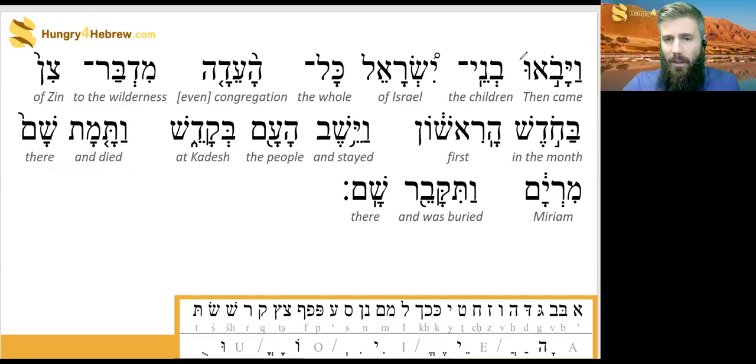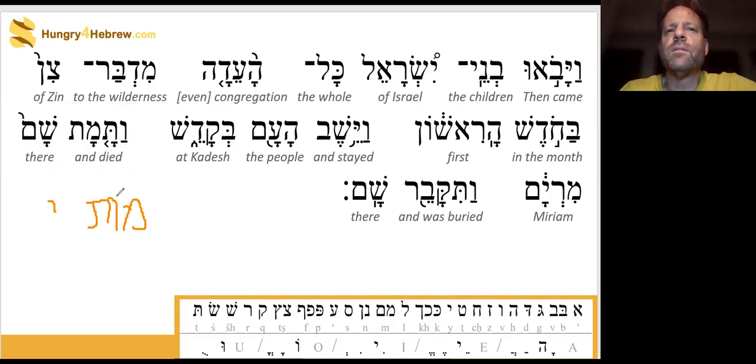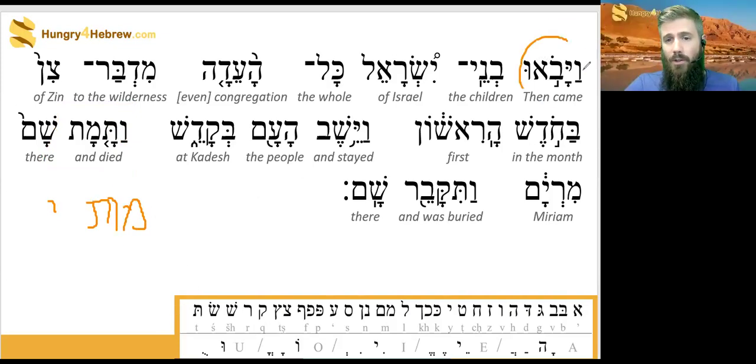All right. Vayavo'u is another hollow root. When I say a hollow root, I mean that the second root letter is either a vav or a yod. Mut, does that have a hollow root? Yes, it's got a vav in the middle. This also has a hollow root.